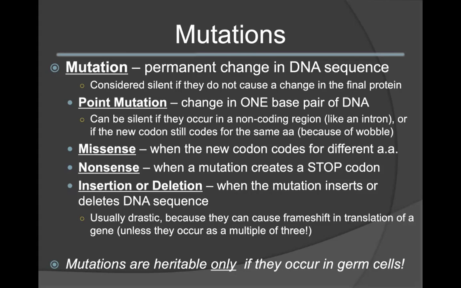A nonsense mutation occurs when the mutation creates a stop codon. Once again, the severity of this will depend on where the nonsense mutation occurs. If, say, a nonsense mutation occurs at the beginning of the translation process, this could be very detrimental as the polypeptide chain would be shortened and not be able to take on the proper conformation. However, if this mutation occurs at the end of the polypeptide chain, this may not have an overall effect on the function of the final protein.